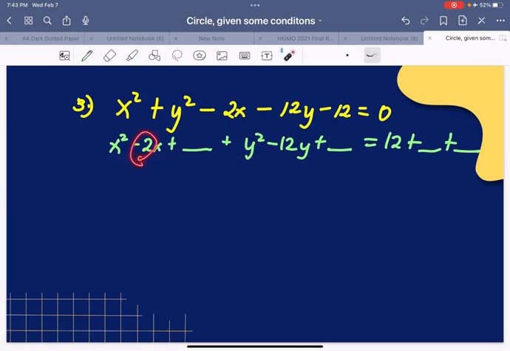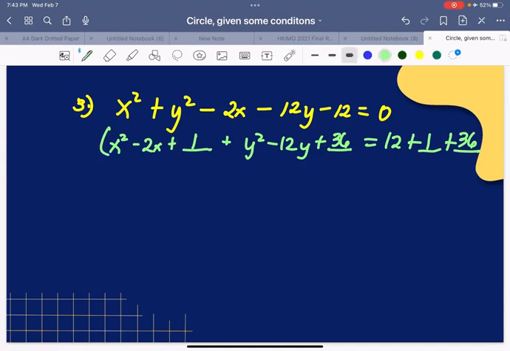So, 2 divided by 2, that is 1. 1 squared is equivalent to 1. Here, this is 12. So 12 divided by 2, that is 6. 6 squared is equal to 36. So plus 1 plus 36. So we add 1 here and 36. We add 1 also and 36 on the right side of our equation.